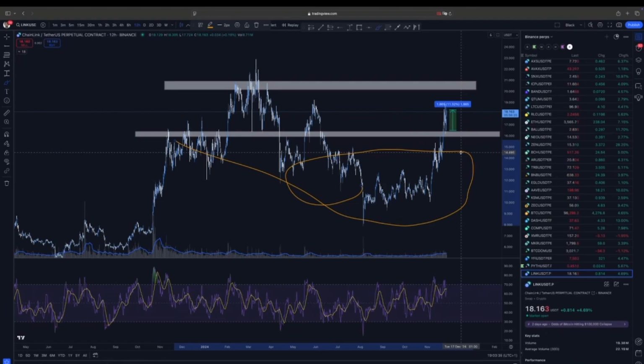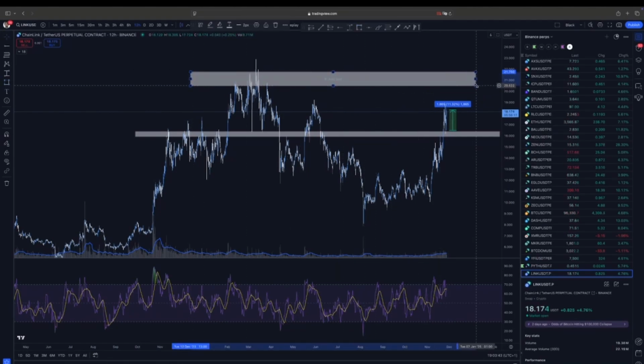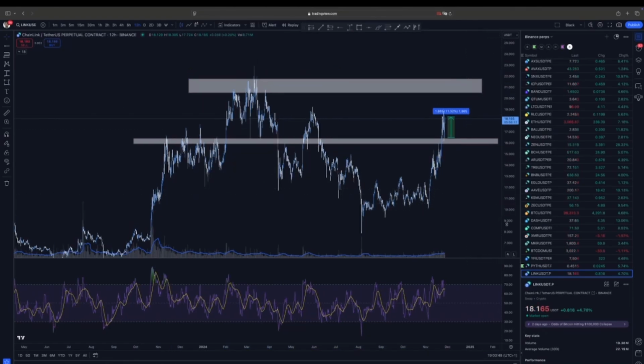Zero. I do use dynamic supports. I like to actually use the 5, 15, and 1 hour SMMA. Right. A lot of people use different things. Also, the EMAs work really good, but the 200 EMA on the 1 hour or the 4 hour really is the best.